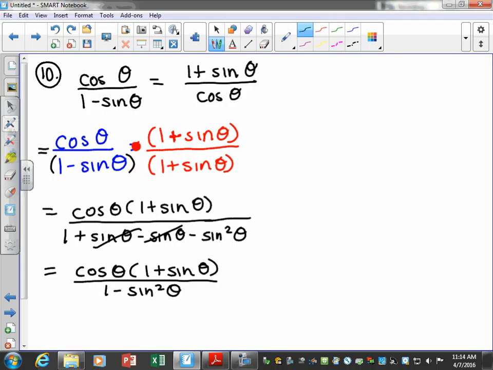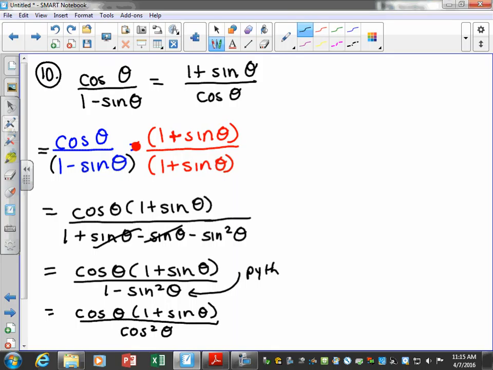And what do we know about that? That is our Pythagorean identity, which one? 1 minus sine squared theta is equal to cosine squared theta. Good. And then taking a cosine theta out of each one of those would just leave us with 1 plus sine of theta over cosine of theta, and that is exactly where we were trying to go.